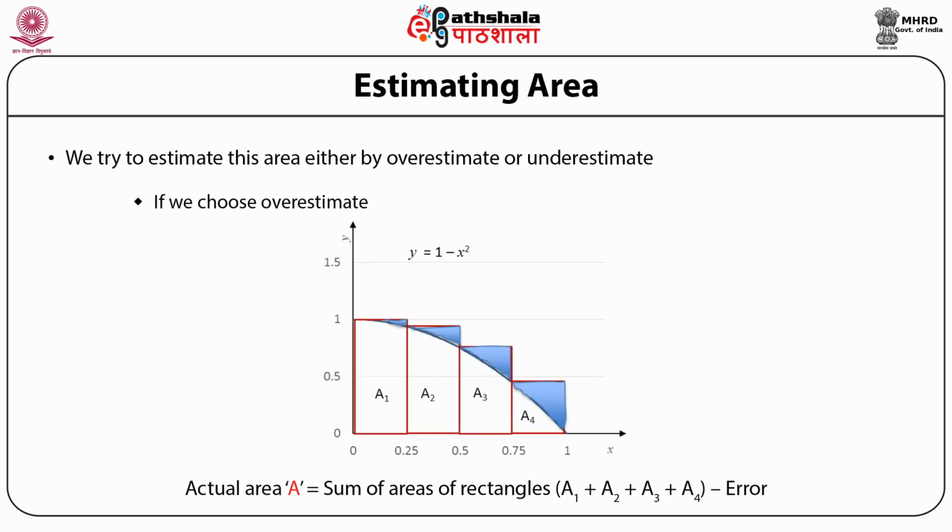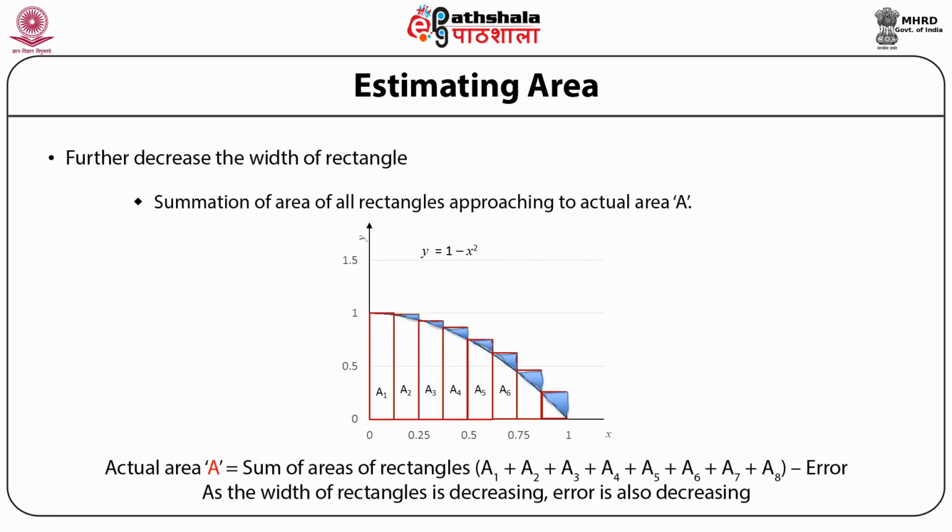We can actually improve the solution. That means we can improve the accuracy of the solution by putting in several rectangles, not one but very many rectangles. Then the size of the blue area is diminishing, so we are going to a better approximation. Here you can see we have put many more rectangles, so the error is decreasing. As the width of the rectangles is decreasing, the error is also decreasing.